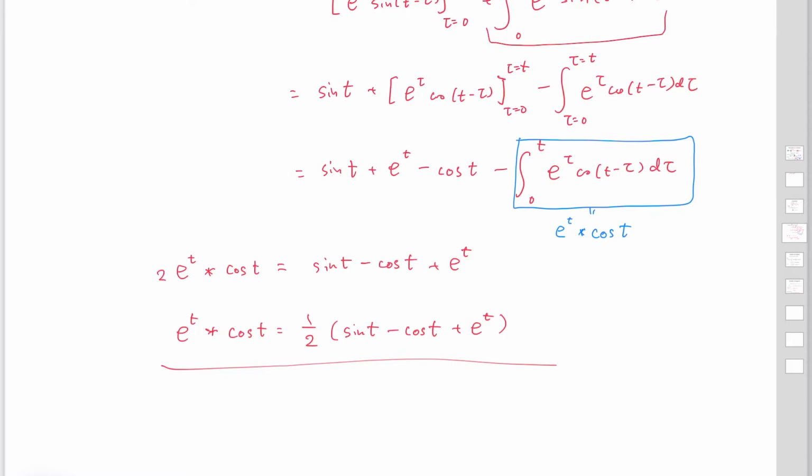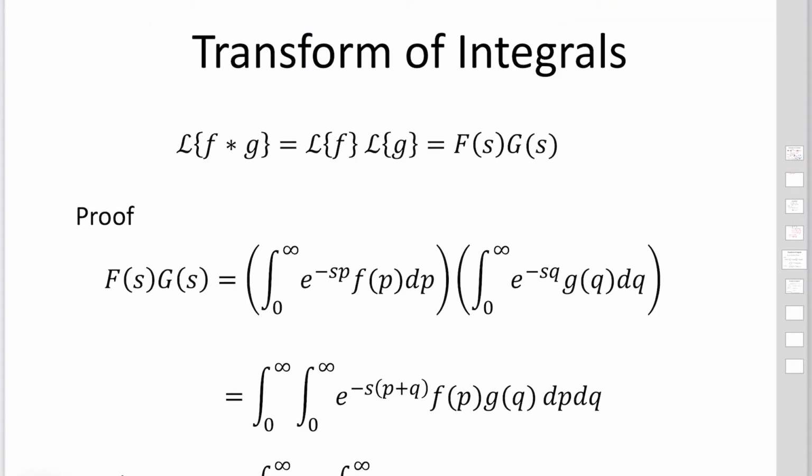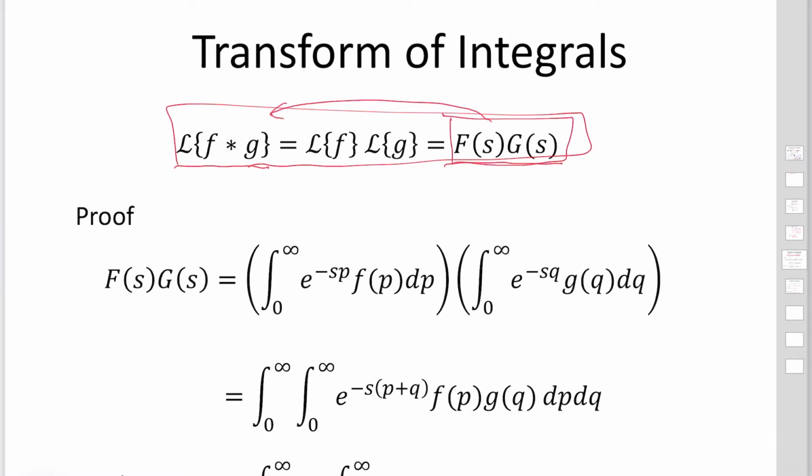Convolution is expressed with the integrals. So this corresponds to the Laplace transform of integrals. If you consider the Laplace transform of the convolution, actually it's going to equal the product of the Laplace transforms of each function. So I'd like to show you these formulas. So we start from the right hand side and change it to the left hand side.